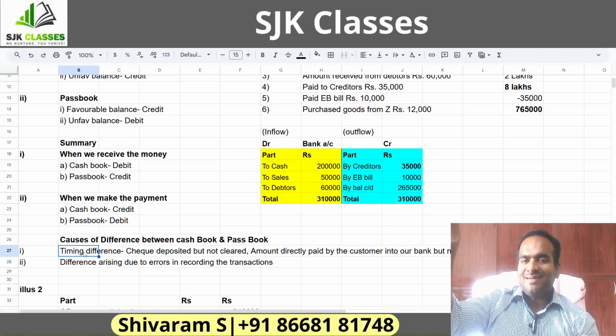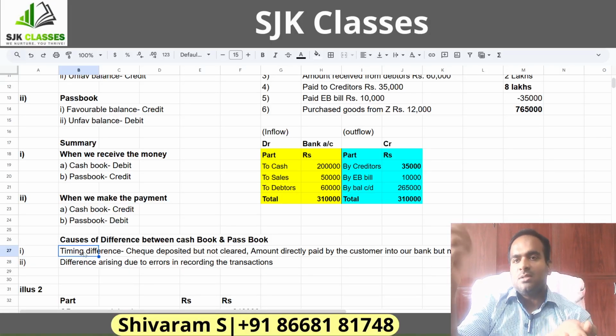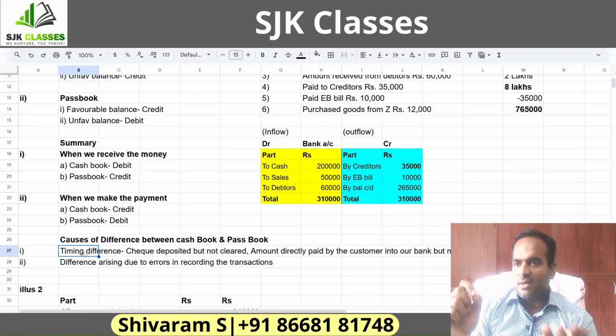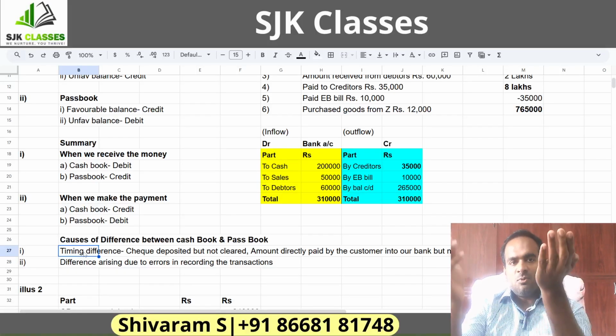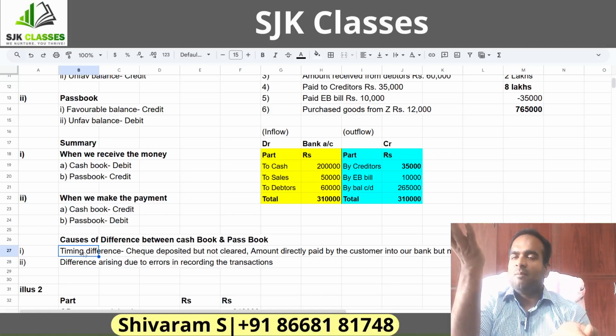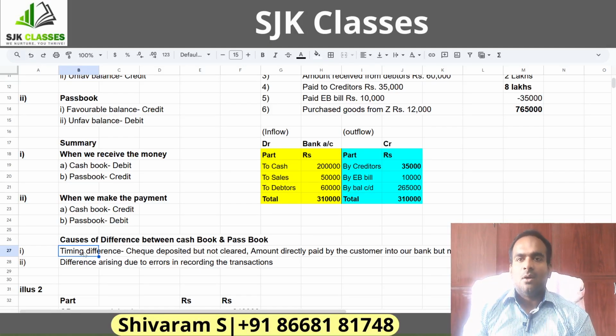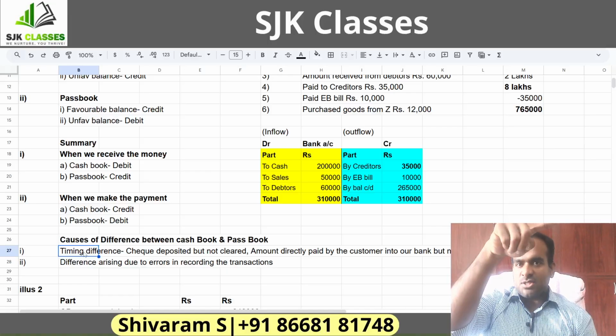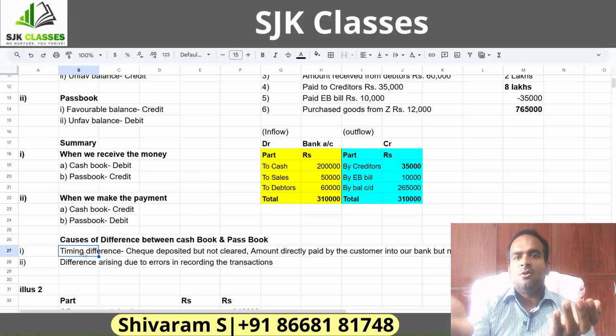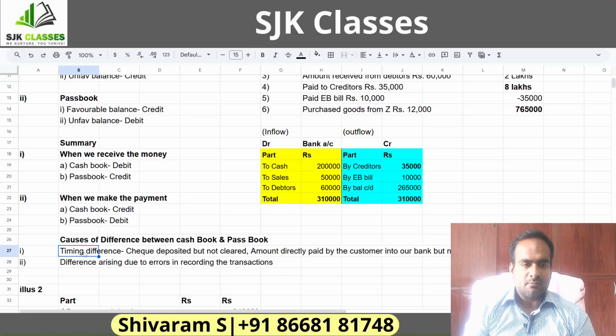So if there is a delay in depositing the check in his bank account by the supplier, my bank balance will not decrease. But my cash book has already gone down because at the time of issuing the check itself, I would have passed an entry as if the payment has been made. So the cash book will be showing a lower balance, passbook will be showing a higher balance. So once again, this is a timing difference. Once the supplier deposits a check, automatically my passbook will also go down. So this is what we call timing differences.